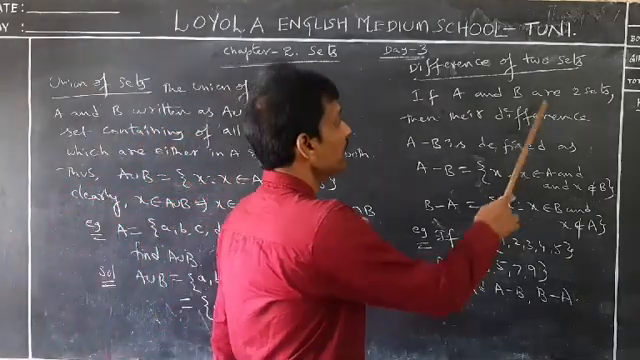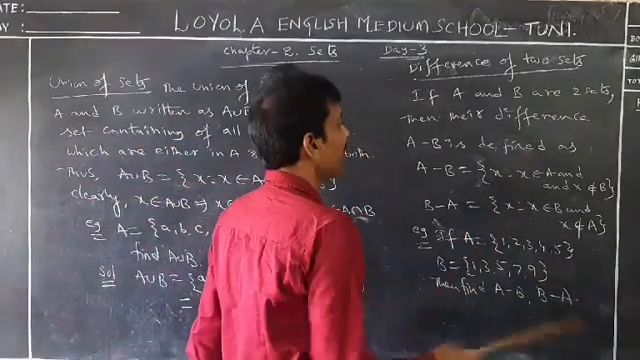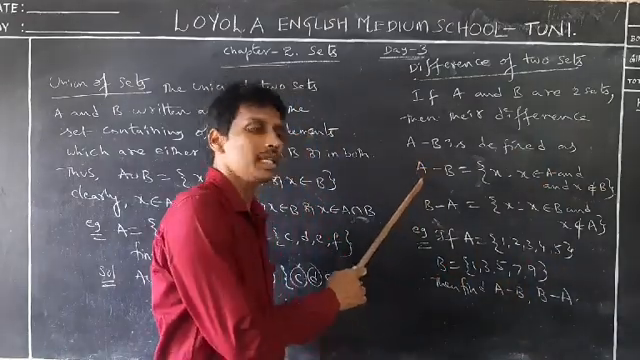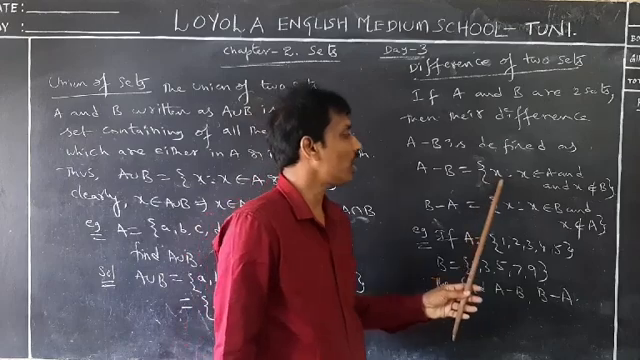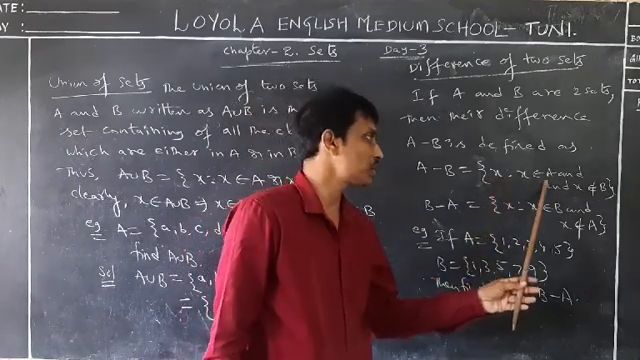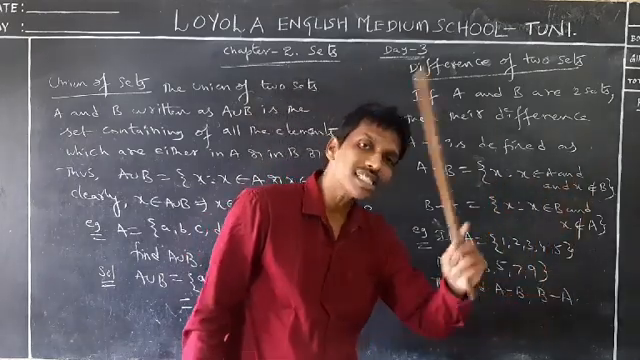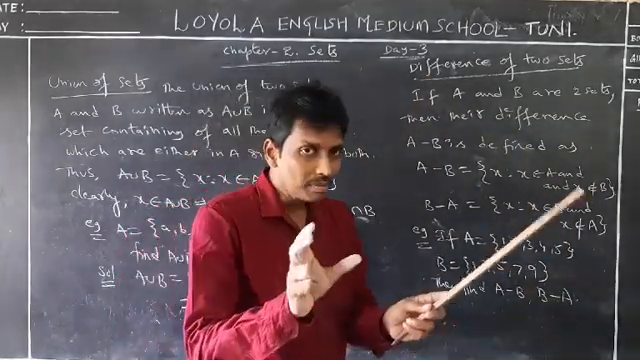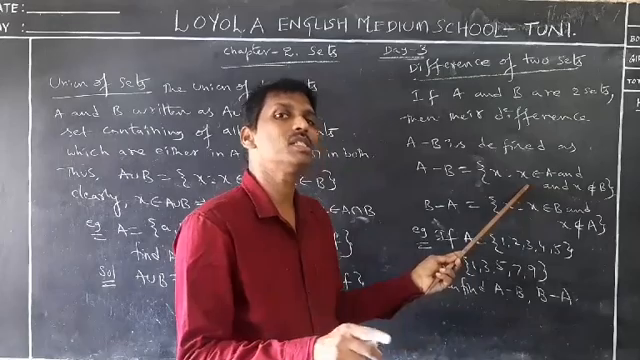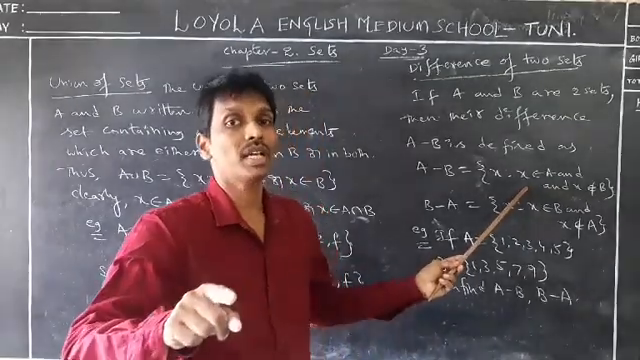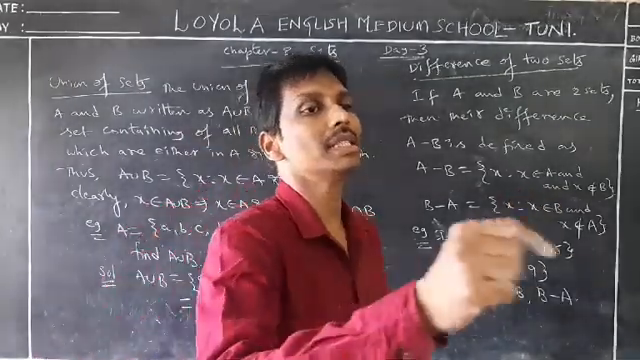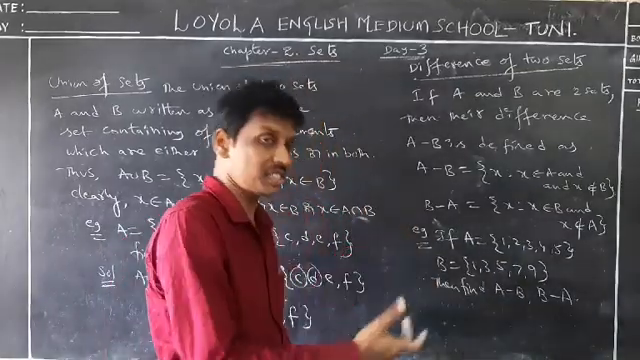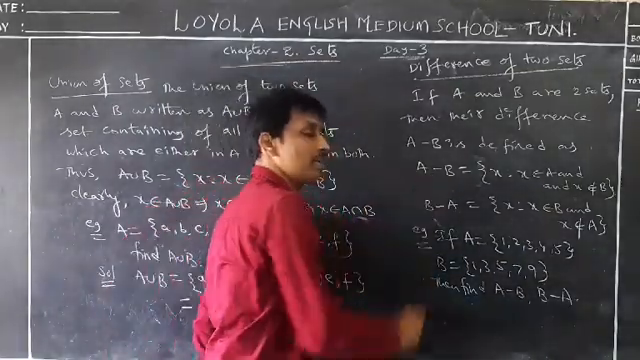Next you see difference of two sets. If A and B are two sets, then their difference A minus B is defined as A minus B equals the set of all x such that x belongs to A and x does not belong to B. What are the elements under A? Those elements only we should consider after cancelling the common elements in both the sets. The elements left in the first set are the ones that come under A minus B.